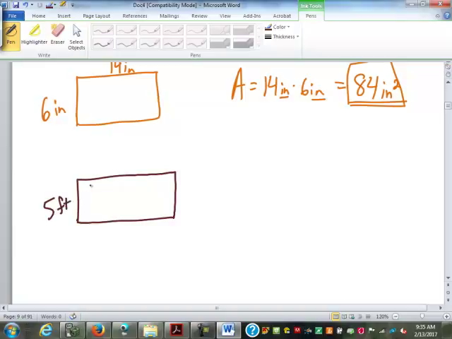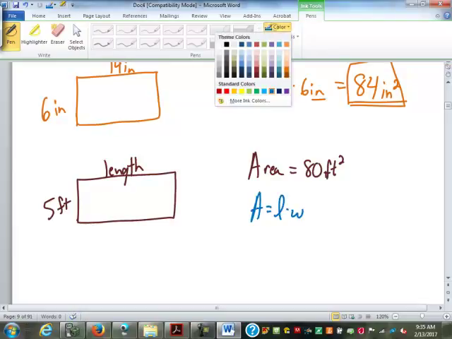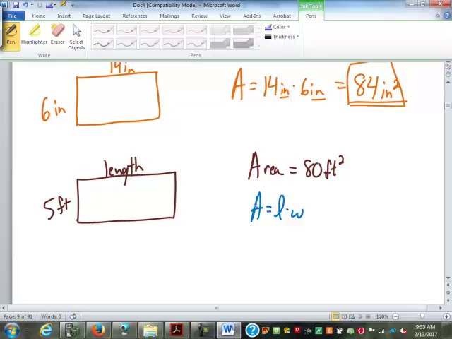If I give you a rectangle where I say the width is 5 feet, but I do not give you the length, but I say that the area is 80 square feet, well, the area is length times width. Do we know A? Yes, that's the 80 square feet. Do I know L? Nope, that's what I'm looking for. Do I know W? Yeah, that's 5 feet.